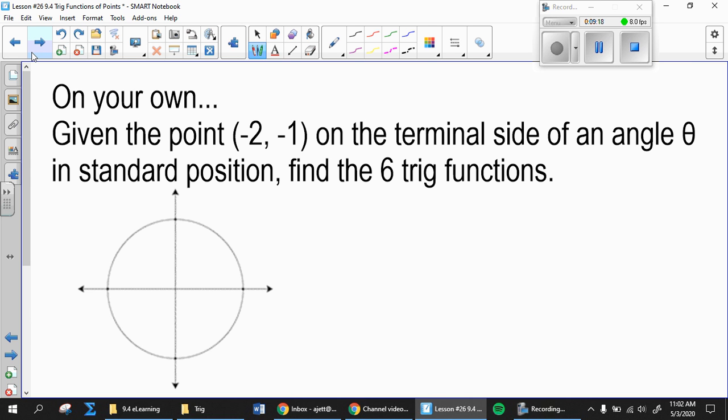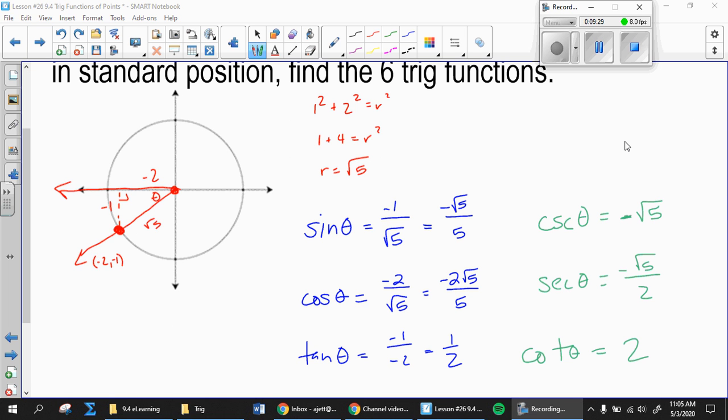All right, I want you guys on your own to go ahead and graph this point and then find the 6 trig functions. All right, here are the answers you should have got. So you should have done the Pythagorean theorem to find your radius is square root of 5, and then looked at that to find sine, cosine, tangent, and their reciprocals. Don't forget, we have to rationalize the denominator. So if you get a root in the denominator, we have to rationalize it.